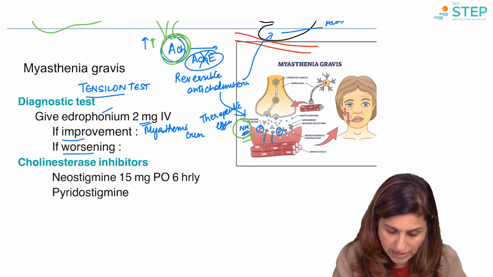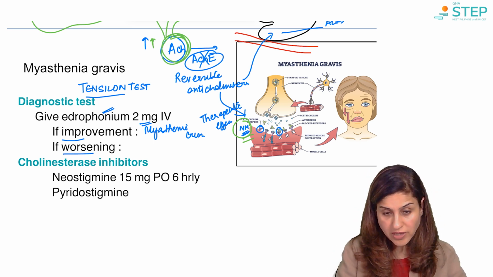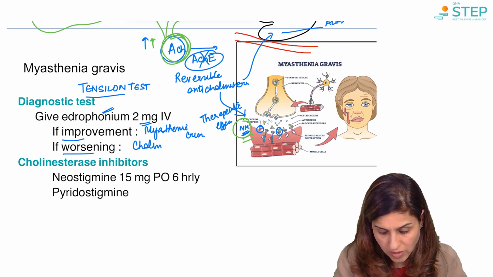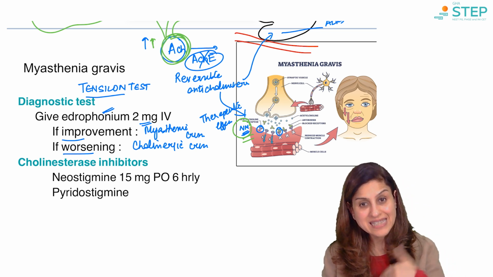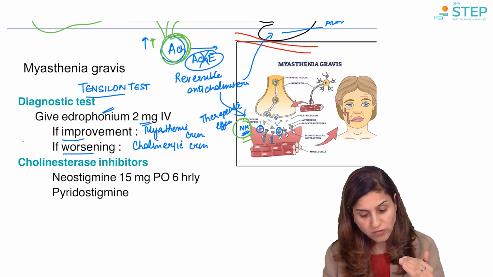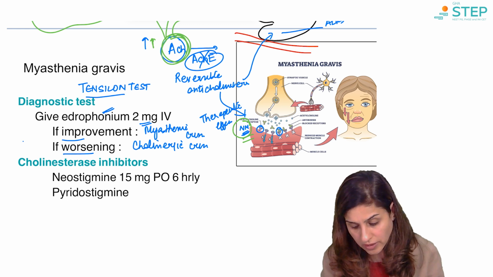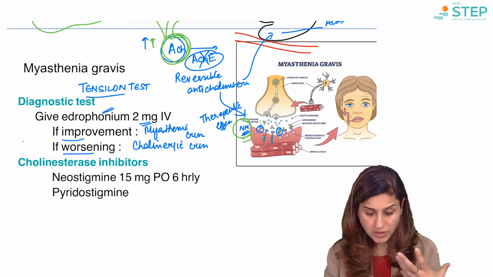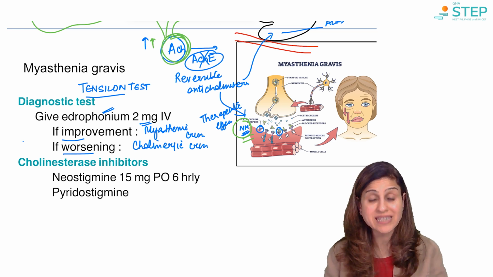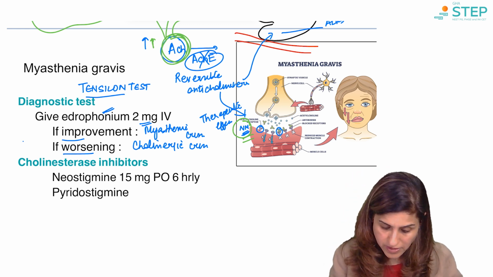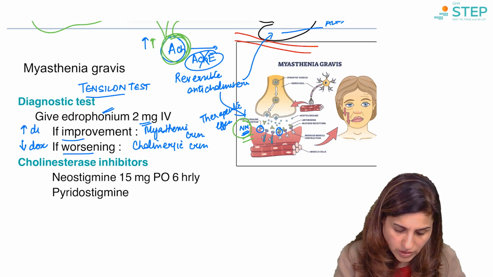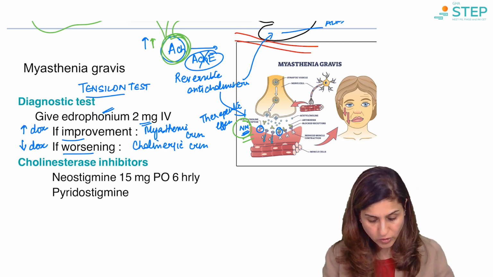But if there is worsening, because you're giving this anticholinesterase again, then this is called cholinergic crisis. This is because of the excessive drug that you're giving. The more of the drug you give, the more there is stimulation, and that also leads to weakness of the muscles when you're excessively stimulating them. So that is causing the weakness. So here you need to decrease the dose. Here in myasthenia crisis you need to increase the dose of the drug that you're giving.